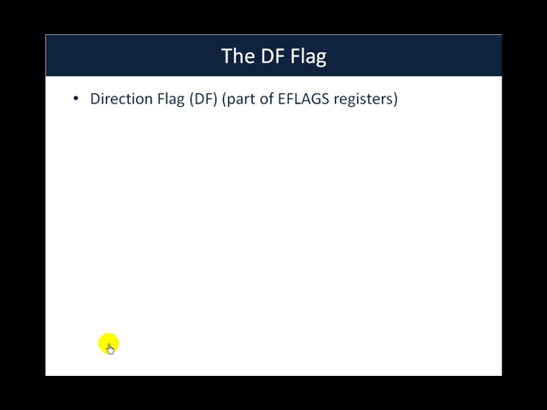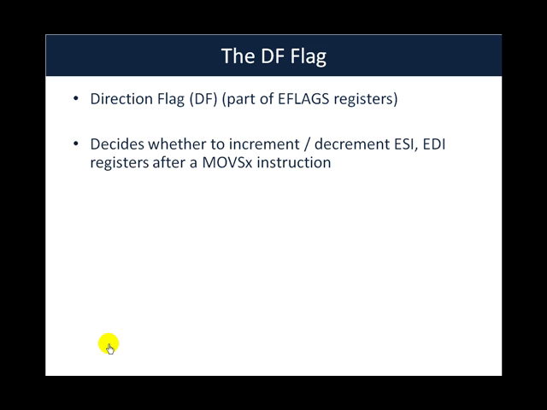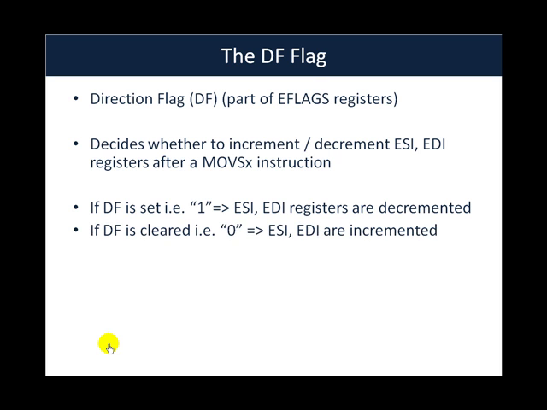So the direction flag, as we had discussed in part 1, is part of the EFLAGS register, and the direction flag is what decides whether to increment or decrement the value of ESI and EDI after any movsx instruction. So if DF is set, that is has the value 1, then ESI and EDI are decremented. If DF is cleared, that is having a value of 0, then ESI and EDI are incremented.